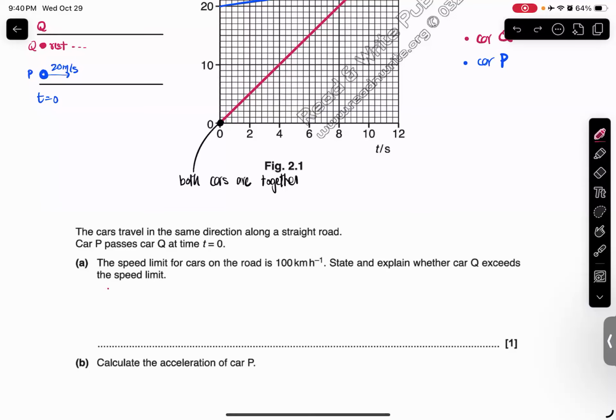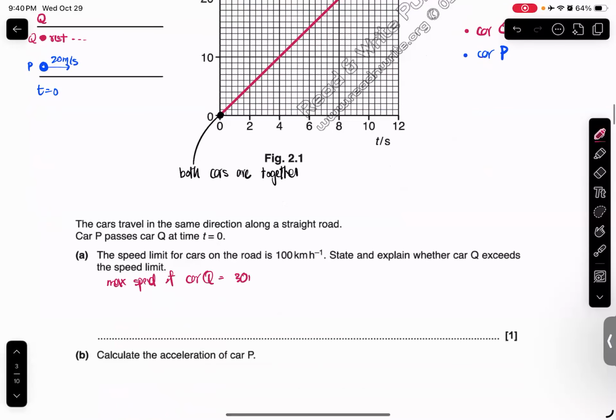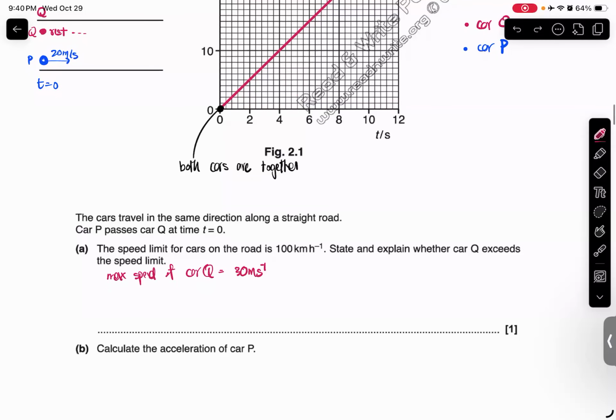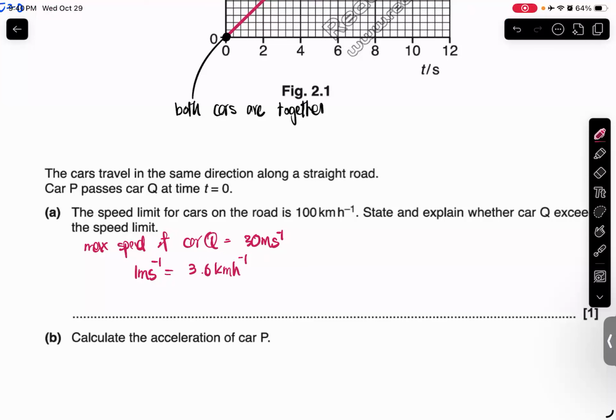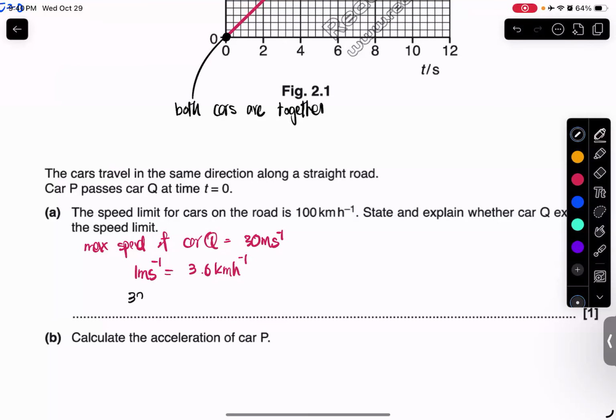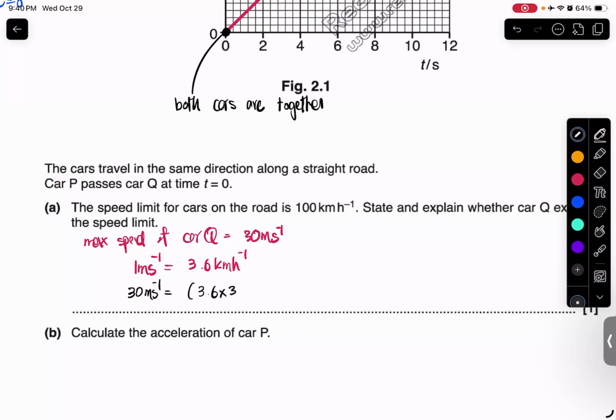First of all, what is the maximum speed of car Q? That is basically just 30 meters per second. You've got to somehow convert the kilometers per hour into meters per second. How about we convert car Q's velocity into kilometers per hour? If you remember, 1 meter per second is 3.6 kilometers per hour. You can just use the ratio method. If 1 meter per second is 3.6 kilometers per hour, doesn't that mean 30 meters per second is going to be 3.6 multiplied by 30?